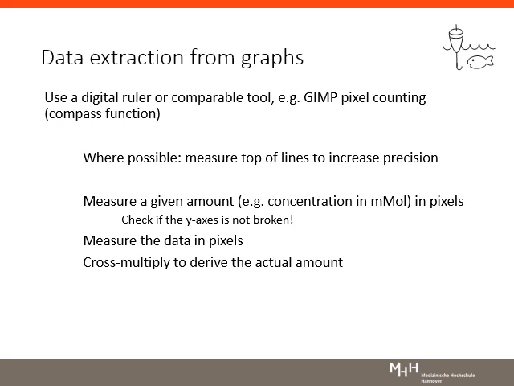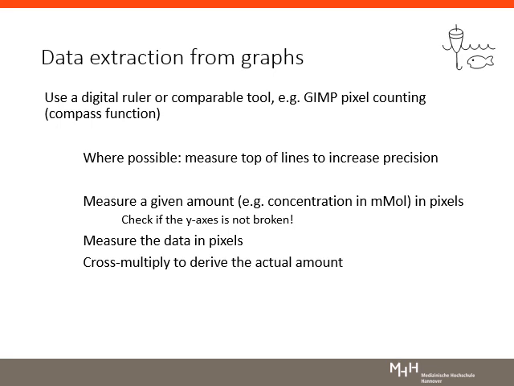But if the authors do not respond, then we can also get the data from the graph to include it at least in our systematic review and meta-analysis. There are digital rulers out there, and there are visual programs that you can use. And we are currently using GIMP. And then we import the picture into GIMP, and we can do pixel counting with the compass function.